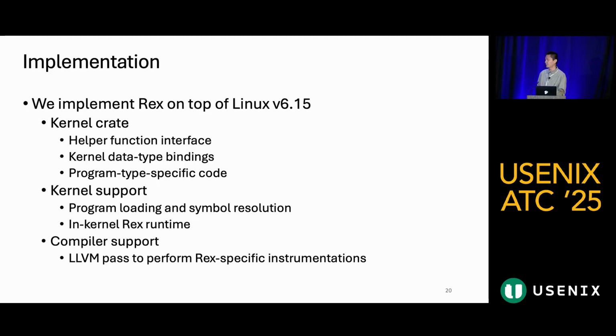So in terms of implementation, we implemented Rex on top of Linux 6.15. The Rex kernel crate contains the helper function interface and abstractions, the data type bindings, which are auto-generated by bindgen, and also program type specific code, which provides support for 5 existing BPF program types. Inside the kernel, we implemented the program loading and symbol resolution logic, as well as the Rex runtime. And we additionally add an LLVM pass to the backend of the Rust compiler to perform some Rex-specific implementations.